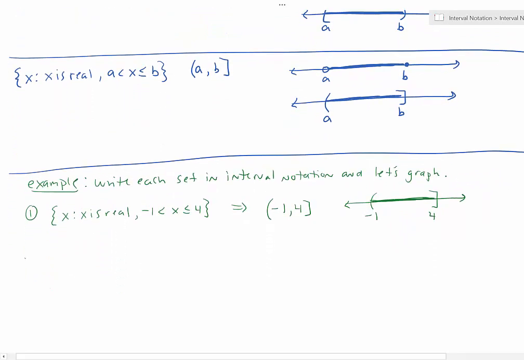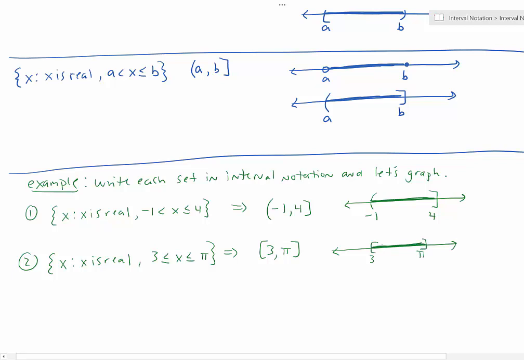Something like that. Or, for instance, what if you had some set of real numbers and maybe, I don't know, 3 is less than or equal to x is less than or equal to pi. Then, as an interval, we would start at 3, we would end at pi, and here we include the 3 and the pi, so brackets on each of them. Draw a graph of this: start at 3, end at pi, brackets on each, shade everything in between.